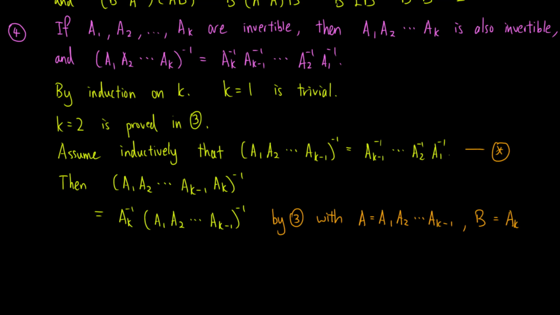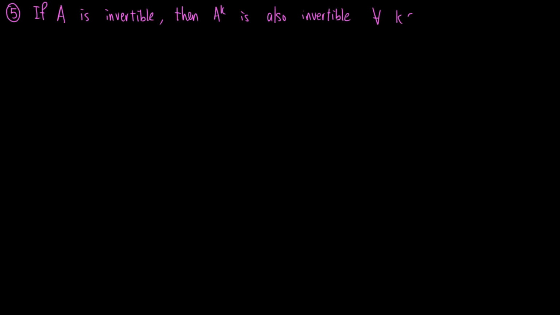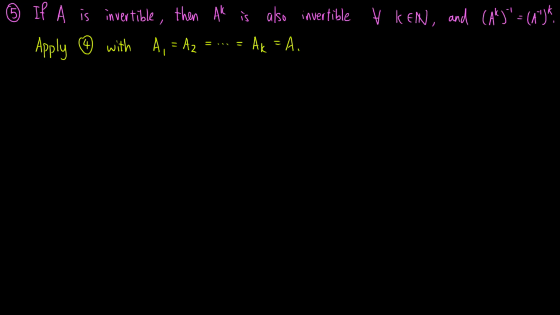Now we can use star to rewrite the inverse on the right as AK minus 1 inverse times all the way to A2 inverse times A1 inverse. So, by removing the bracket, we have AK inverse times AK minus 1 inverse times all the way to A2 inverse times A1 inverse, which completes the induction. The fifth property is that if A is invertible, then A to the power K is also invertible for all positive integers K, and the inverse of A to the K equals A inverse to the power K. To prove this, we just have to apply property 4 with all the matrices equal to A.